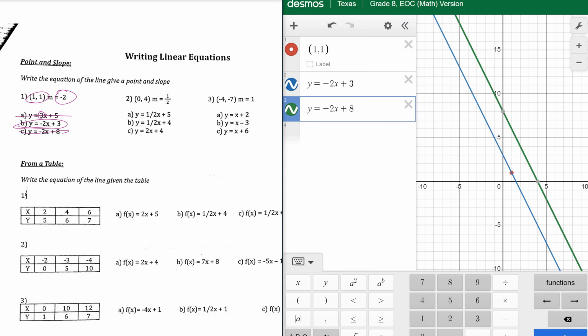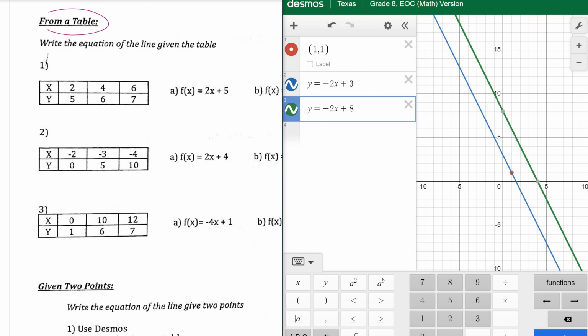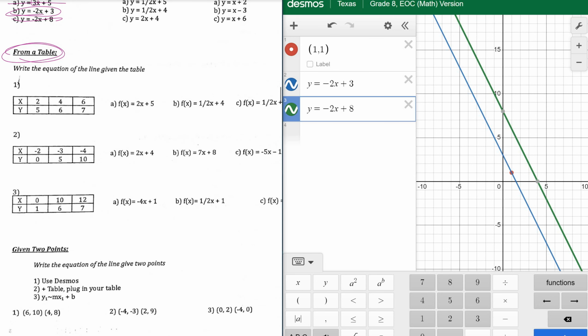You can do it by hand, but we're getting ready for STAAR, so we're going to use all the STAAR tools that we have. Next, we have tables, and then we are given multiple choice equations. Well, of course, what are we going to do? Make a table, and then graph your equations and see if they match. That's totally fine.